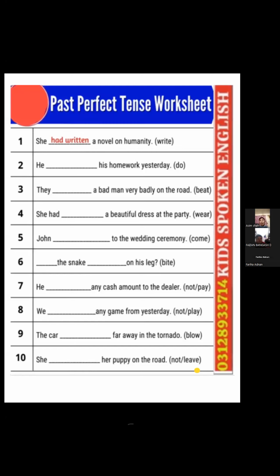Hafsa, are you there? I think she has some connectivity issues. So let's move on towards Asim. Asim, are you there? Yes, ma'am. Yes, Asim. Make sentence number 3. They dash a bad man very badly on the road. Beat is the word.